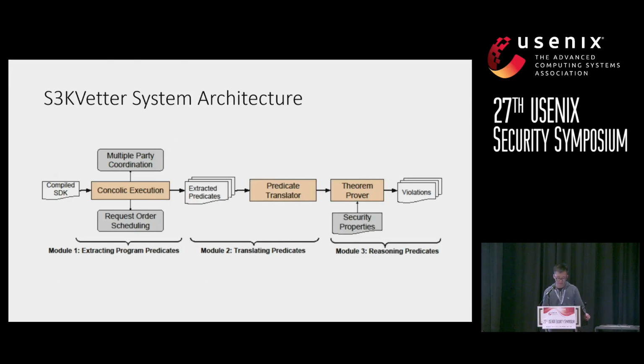So in our design, S3K Vector consists of 3 modules. The input is a compiled SDK, and we then break the order of requests and coordinate multi-party communication during concurrent execution. After that, we extract the predicates and represent them as a tree, and then translate the tree to a set of logical formulas. So at the end, we verify whether there are any violations against the security properties that we input.